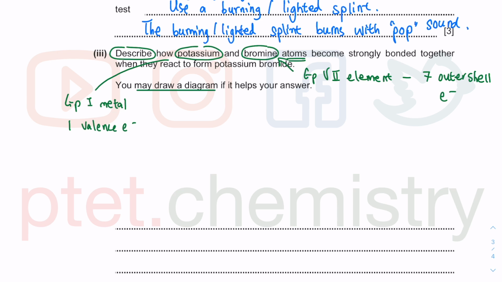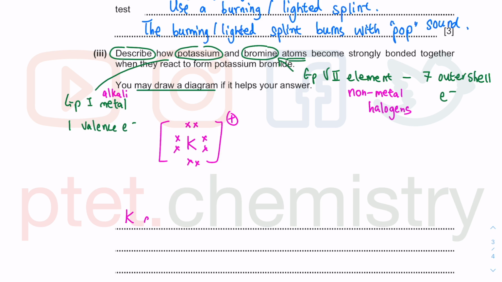The group 7 element is also known as a nonmetal. Of course, these are nonmetal halogens. There's a special name given for group 7 elements. Group 1 is what you call the alkali metals, a special name given for group 1 metals. In the end, the potassium would now have a full outer shell, because it has lost the 1 electron in the outer shell. So if I say potassium atom, it has 1 outer shell electron.